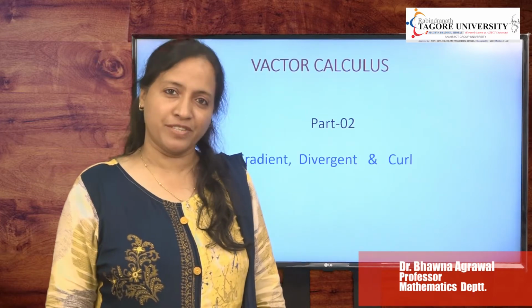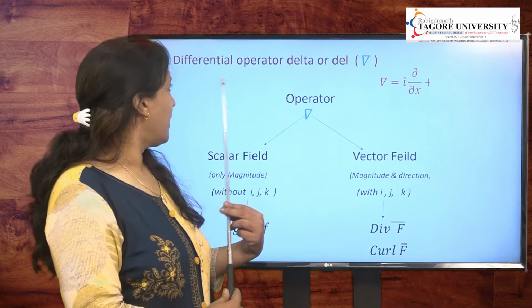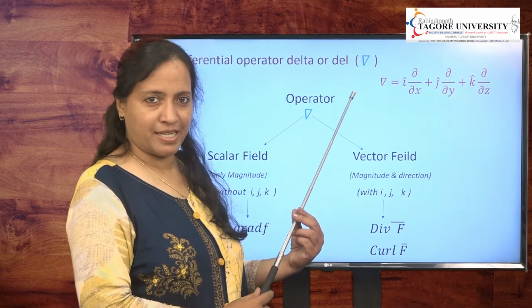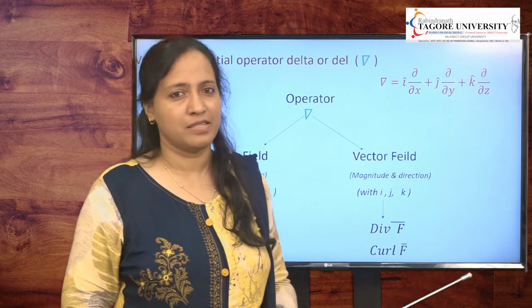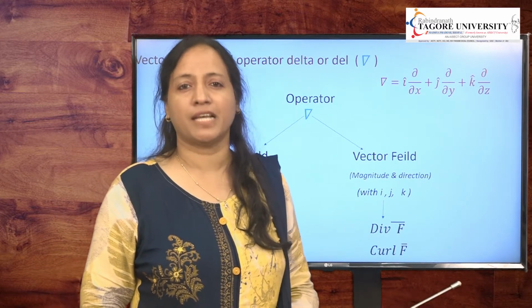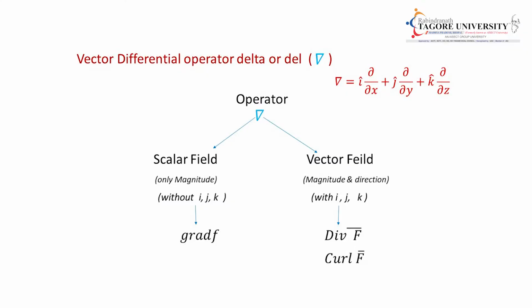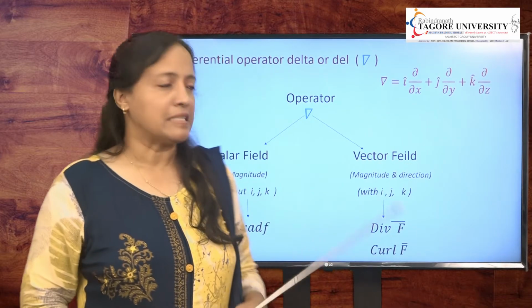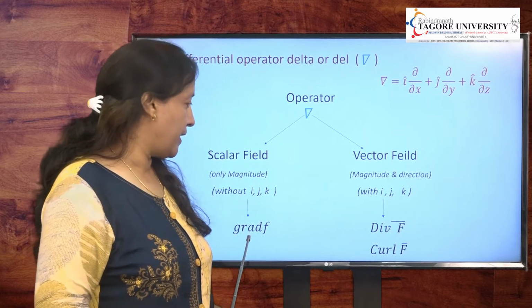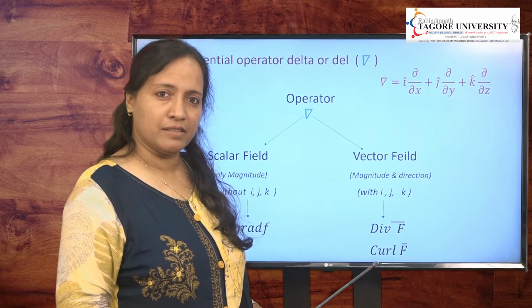Now come to my next video lecture, which will cover gradient, divergence and curl. The vector differential operator delta, we may say as this del. The value of del is i del by del x plus j del by del y and k del by del z. This operator del is used for gradient, divergence and curl.